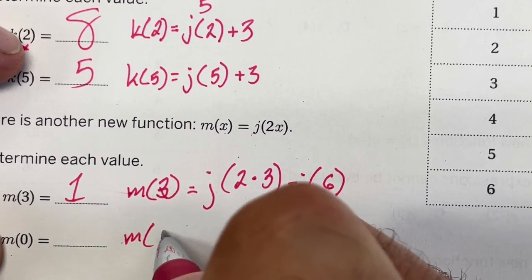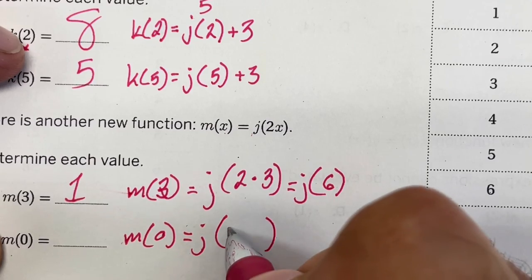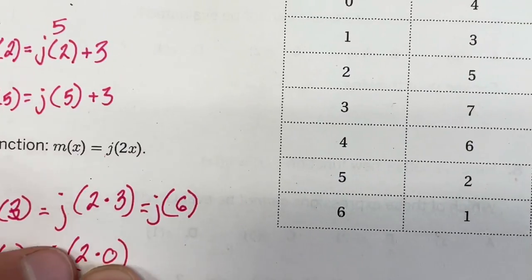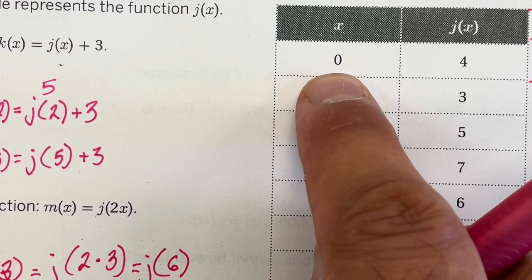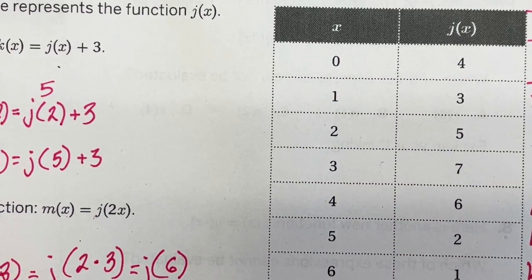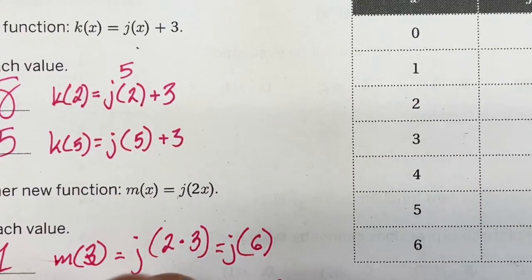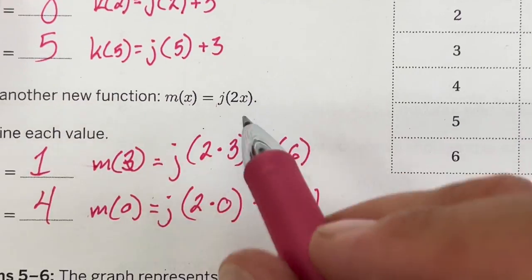M of 0 is going to be going to the j function and doubling the 0 first. Well, here's the thing. If we go to 0 and we double it, we still get 0. So the output would still be equal to j of 0, which is that 4. That one's a special one, because it had that multiplying here.